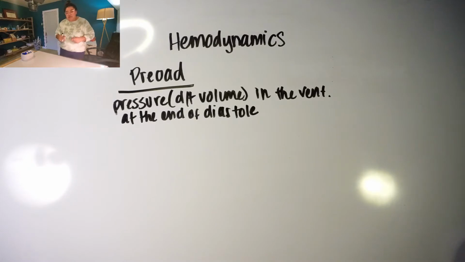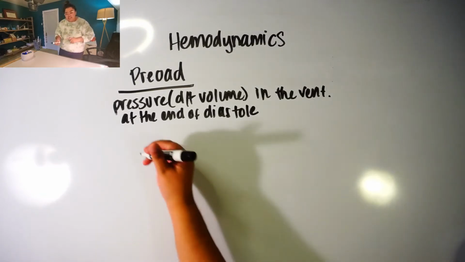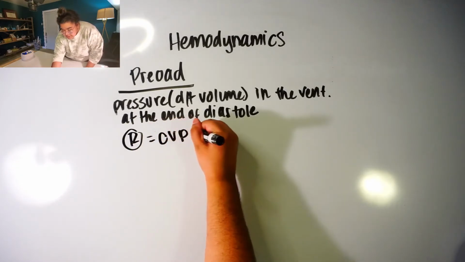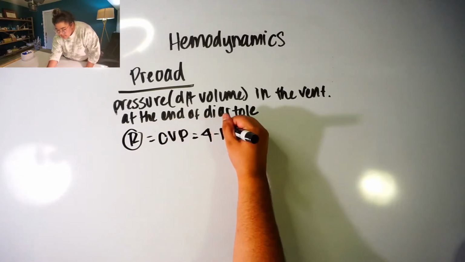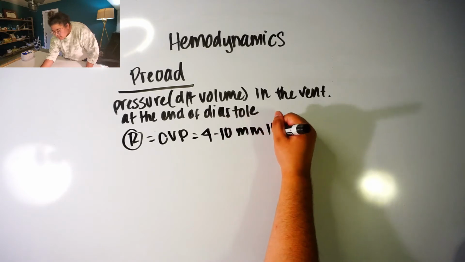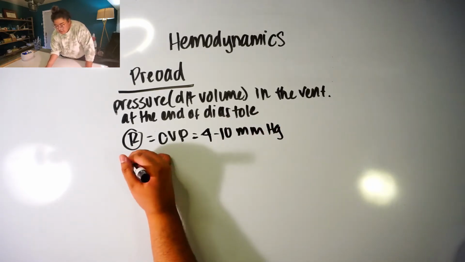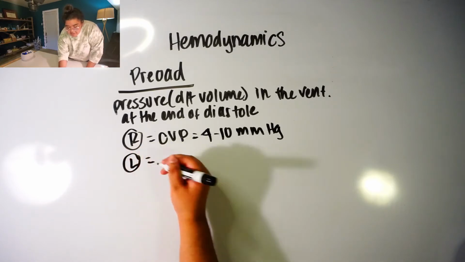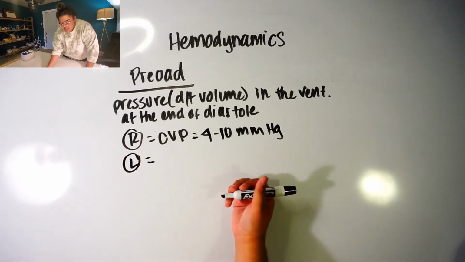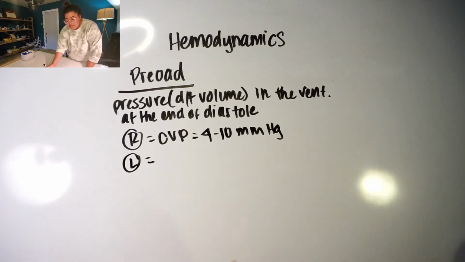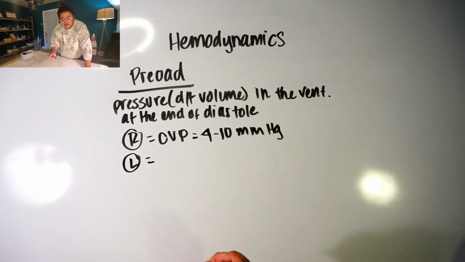So we measure preload on 2 sides of the heart differently. So we measure on the right side and we measure it on the left side. So on the right side, we measure with CVP, central venous pressure, which is around 4 to 10 millimeters of mercury. Okay, there are lots of cheat cards where you can see what your normals are. So by no means do you have to memorize them, but if you're in critical care, you should try and memorize as many of this stuff as possible. But it's not completely necessary when you're first starting off.